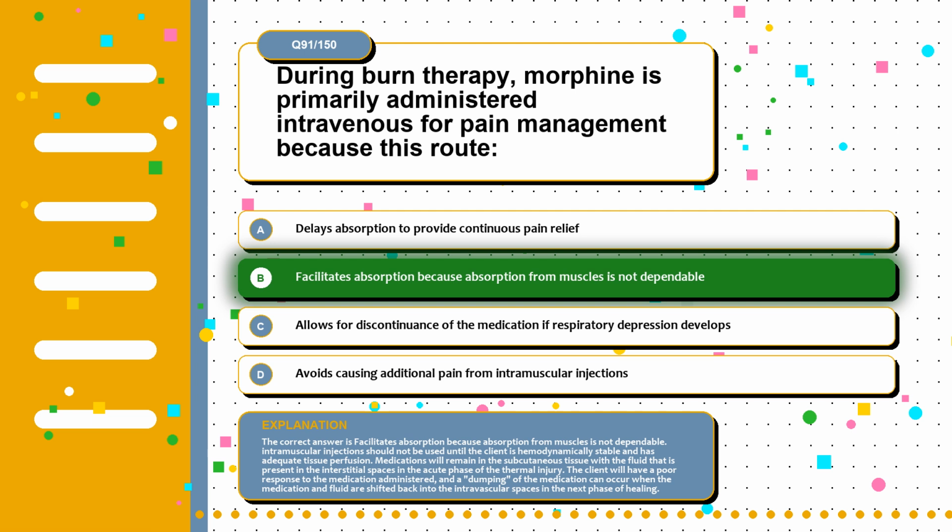Medications will remain in the subcutaneous tissue with the fluid that is present in the interstitial spaces in the acute phase of the thermal injury. The client will have a poor response to the medication administered, and a dumping of the medication can occur when the medication and fluid are shifted back into the intravascular spaces in the next phase of healing.